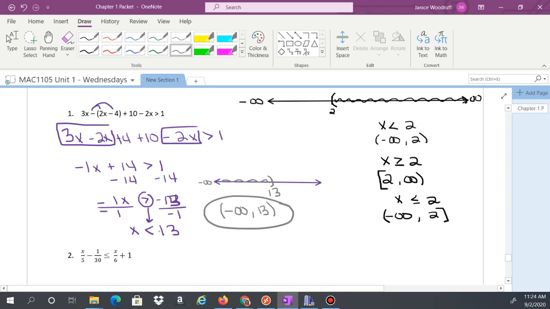So on the test, if you leave it right here, how many points are you going to get? Yes, it says put your answer in interval notation. Typically 0, if I'm feeling nice, I might give you half credit. It just depends. Okay, but if you want full credit, you've got to do the interval notation.